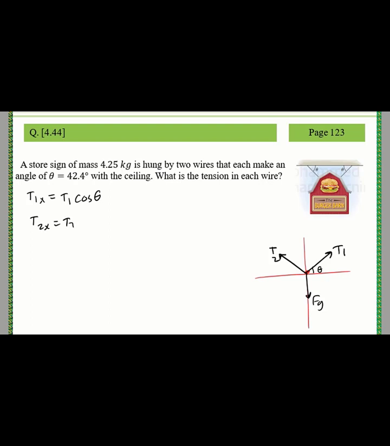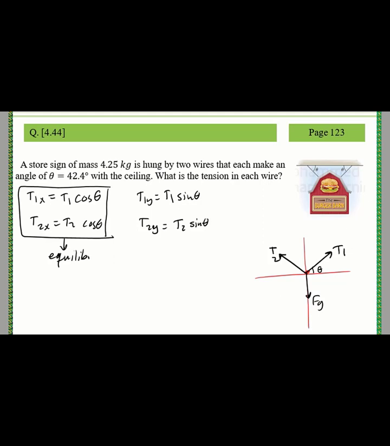T2x equals T2 cosine theta. T1y equals T1 sine theta. T2y equals T2 sine theta. Now because of these two components and we have equilibrium, we will find that T1 equals T2 and let it be T. So this is T sine theta and this one T also sine theta.